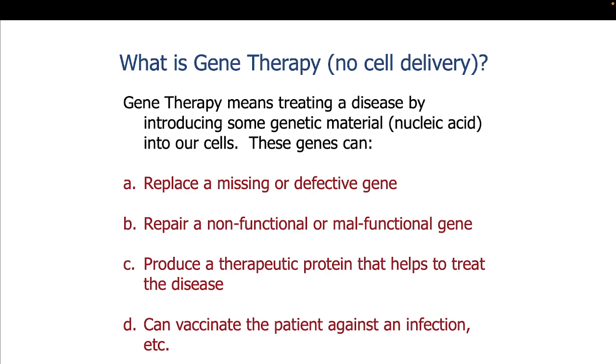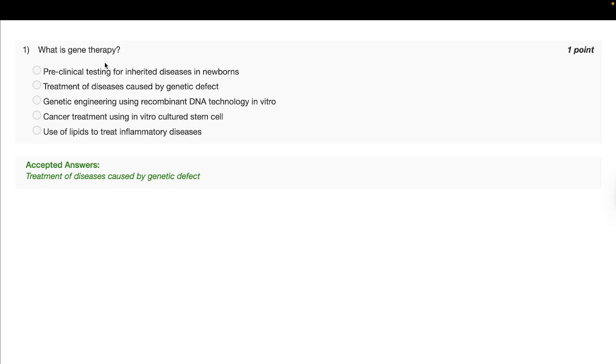So the gene is already there, but it's not coding for the right protein. In that case, you can use gene therapy to correct that particular gene, or it could produce a therapeutic protein that helps to treat the disease, or we can use gene therapy to vaccinate the patient against an infection. These are a number of ways in which we can do gene therapy. Considering the options here, what is gene therapy? It is treatment of diseases caused by genetic defect. That should be pretty straightforward. If you have any doubts here, we can stop and go over this again. If not, then I'll move on towards the next question.